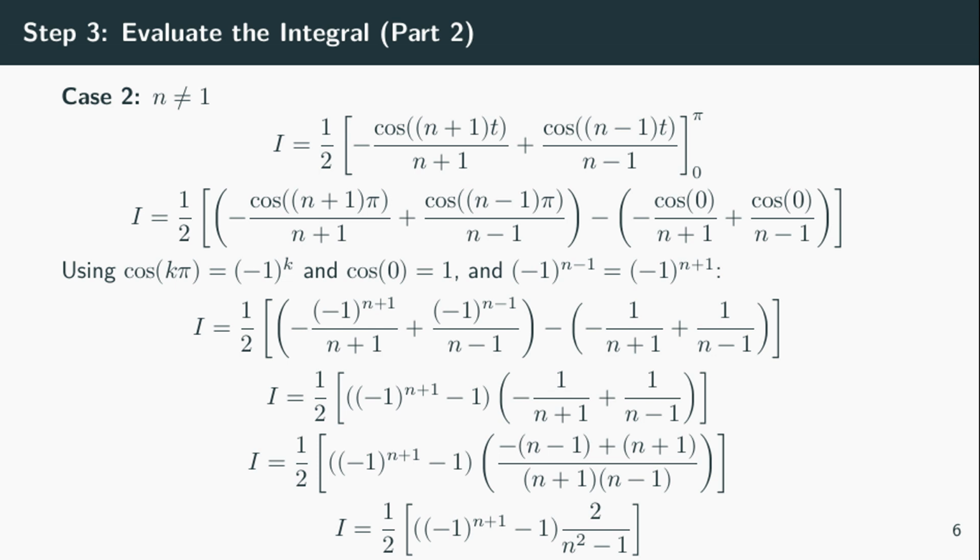So I is 1/2 times the quantity minus 1 to the power of n plus 1 minus 1 times 2 over n squared minus 1. The 1/2 and the 2 cancel out. So the integral I is equal to minus 1 to the power of n plus 1 minus 1 all over n squared minus 1. This is for n not equal to 1.